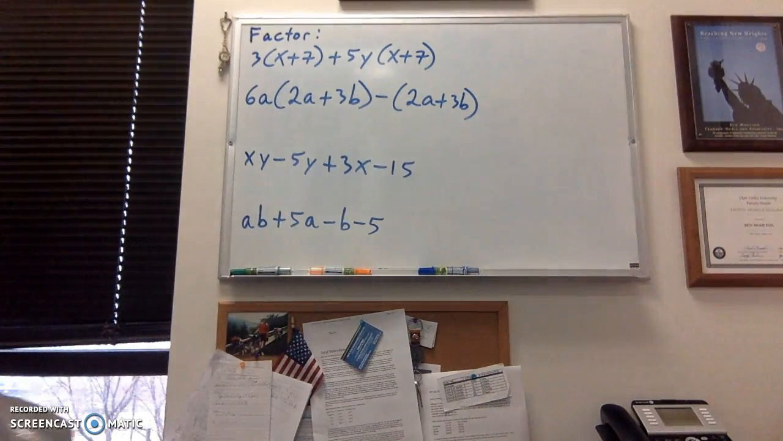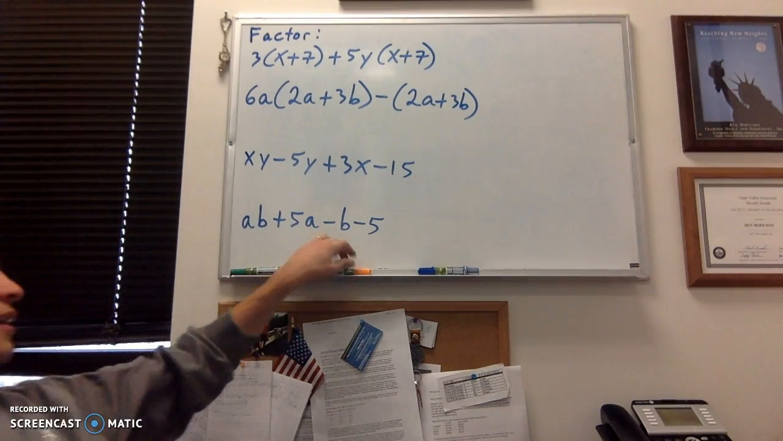Well, what's that got to do with what we're doing here? We're going to do some scary factoring. It isn't as scary as it looks. Things aren't always what they seem. We'll look at the first one: 3 times the quantity x plus 7, plus 5y times the quantity x plus 7. Scary looking, right? Not if you break it down.